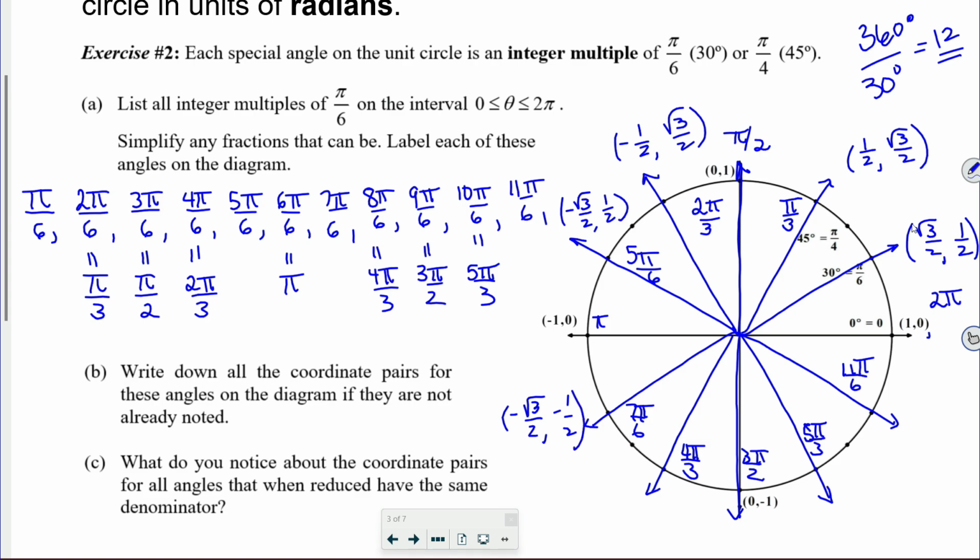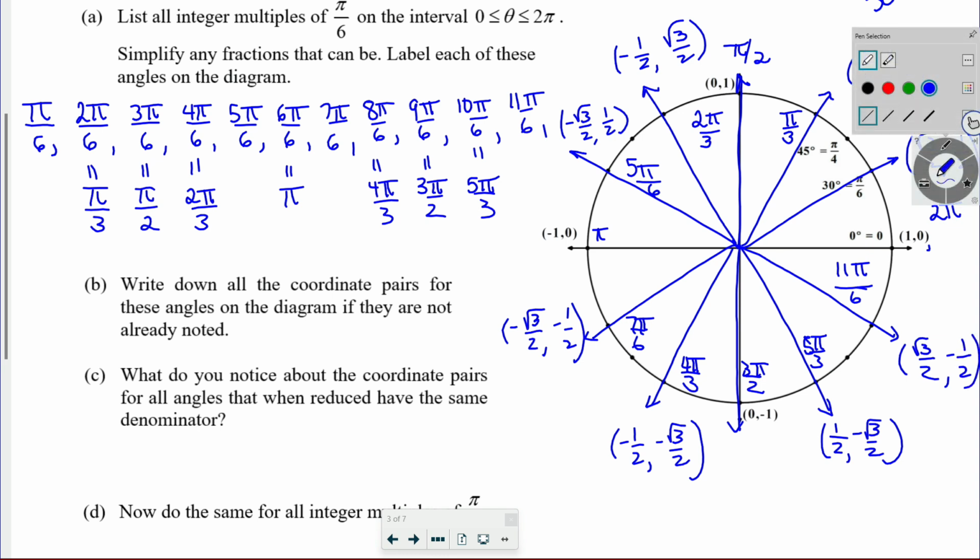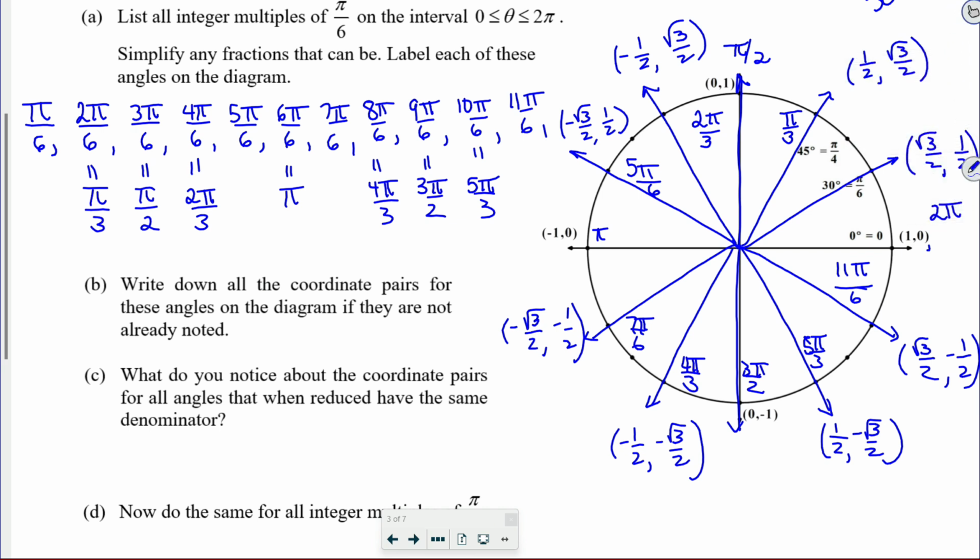At 4 pi over 3, I can reflect the coordinate pair at 2 pi over 3, giving me negative 1/2, comma negative root 3 over 2. At 5 pi over 3, I'll reflect the point at pi over 3 across the x-axis. That'll give me 1/2, comma negative root 3 over 2. And at 11 pi over 6, let me make that a little bit more clear so that we can see it better. 11 pi over 6, reflect the coordinate pair at pi over 6 across the x-axis, and we'll have root 3 over 2, comma negative 1/2. That little hand icon just won't get out of my way. There it is. All right.